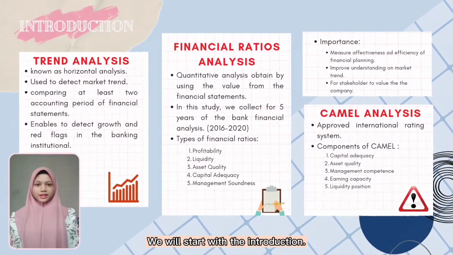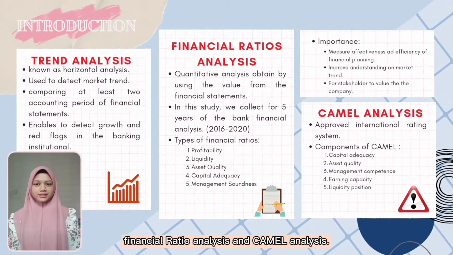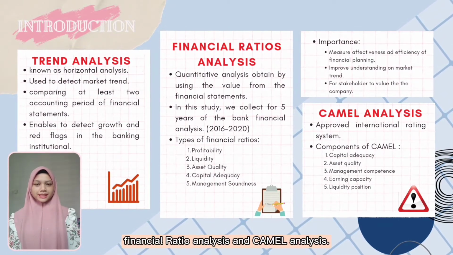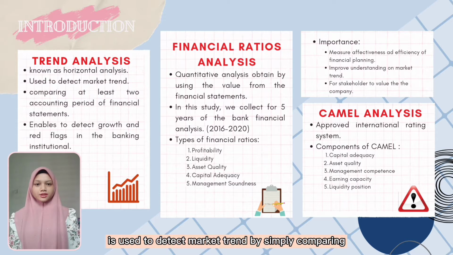Start with the introduction. The introduction consists of trend analysis, financial ratio analysis, and CAMEL analysis. Trend analysis, also known as horizontal analysis, is used to detect market trends by simply comparing two accounting periods of financial statements. This enables a company to detect any growth and red flags.